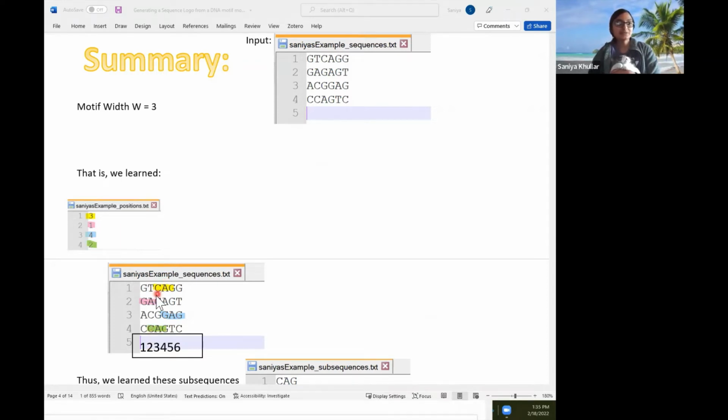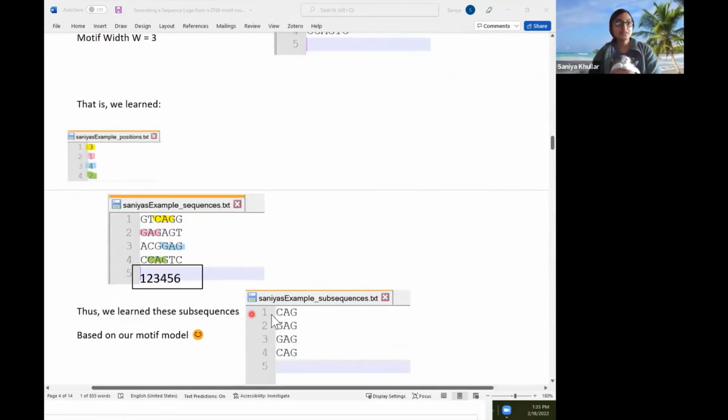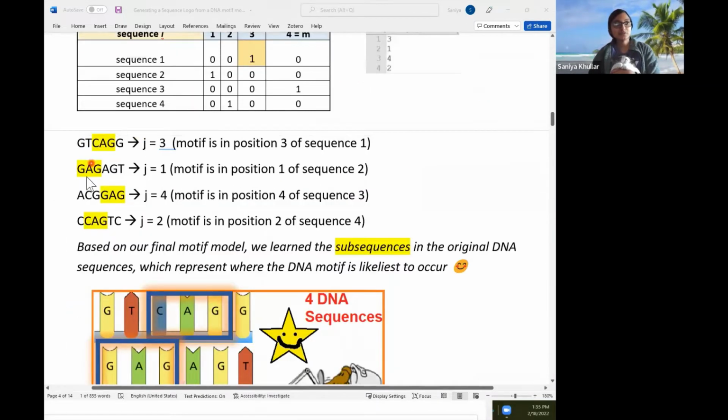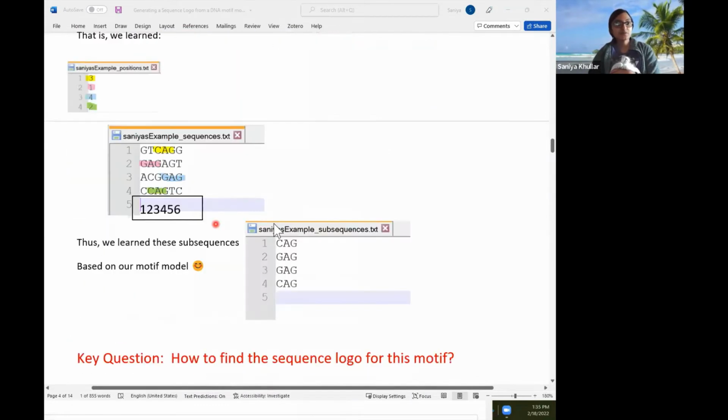And in doing so, we learned these subsequences. We learned CAG, we learned GAG, GAG, and CAG. That's what we identified from here. As we showed here, these were the subsequences. These are the occurrences of the motif model.